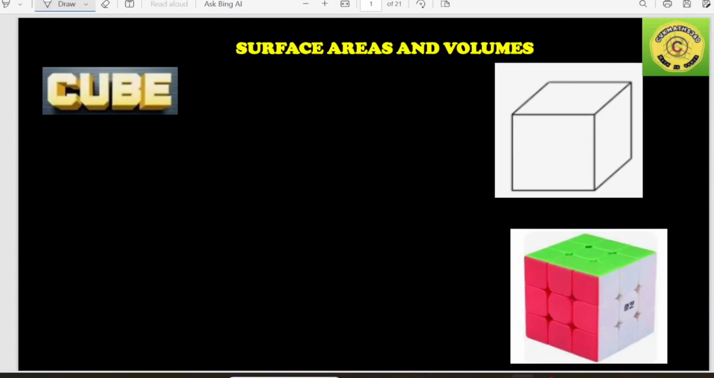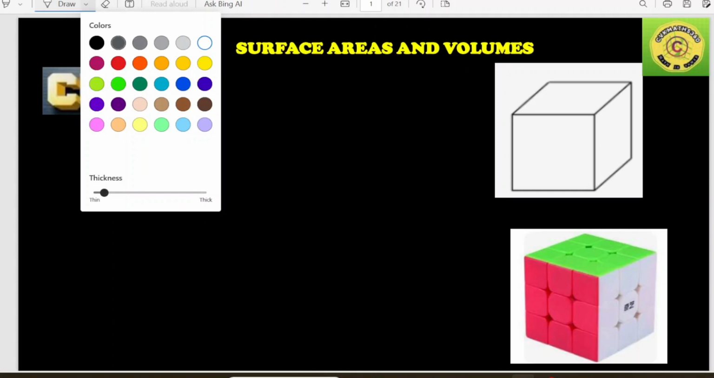Hi everyone. In this class, we are going to learn about surface areas and volumes, the full concept. First, we'll discuss the cube. We know that in a cube, all faces have equal area. In a cube, all faces will be equal.